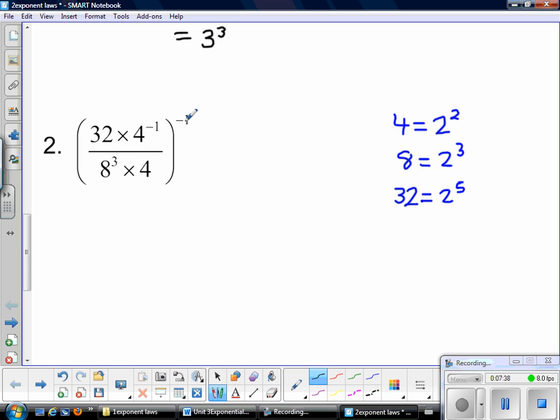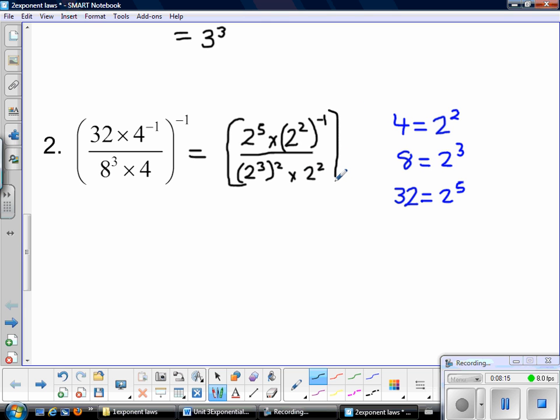And you notice we have a negative 1 out here. We can leave it there for now. All right, so 32 is the same as 2 to the 5th. 4 to the negative 1 is going to be 2 squared, all of that to the negative 1. And in my denominator, my 8 cubed is going to be 2 cubed, all of that cubed. And finally, my 4 is going to be 2 squared. And remember, all of that is to the negative 1.